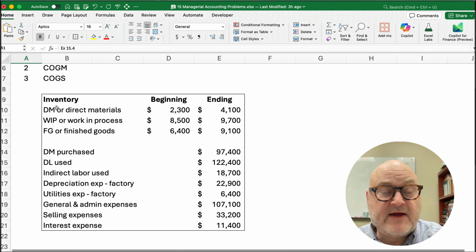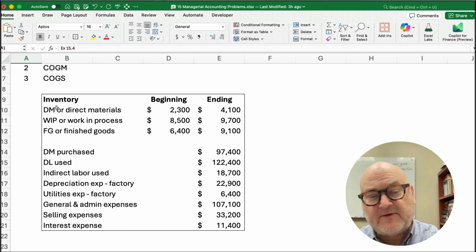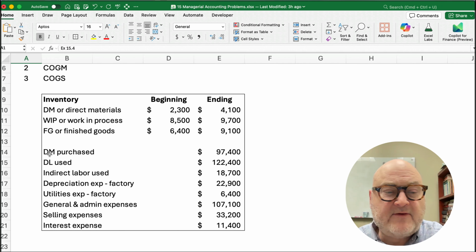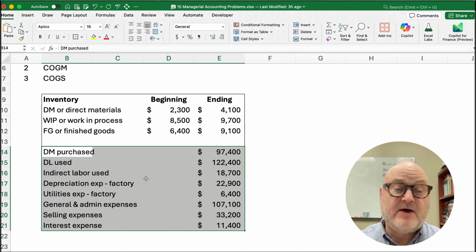So what we have is three stages of inventory. Remember, materials, work in process, finished goods. We start working on materials and then it becomes work in process, and then we finish it, it becomes finished goods. And then we have some other cost here. Now we won't need all these costs on this problem. So one of the things we need to know is what do we need, what do we not need, what can we ignore.